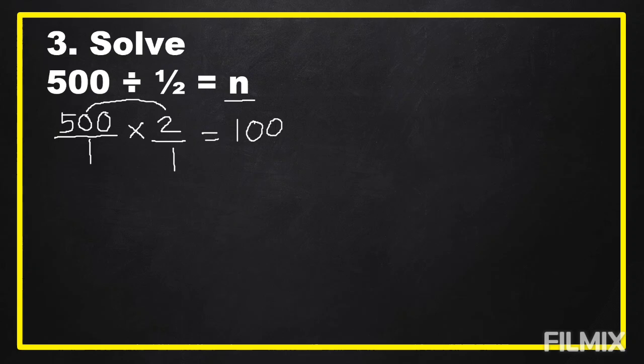Then we're going to multiply our denominators. 1 times 1, the answer is equal to 1. Then reduce your answer to lowest term if it is possible. 1,000 divided by 1, the answer is equal to 1,000.